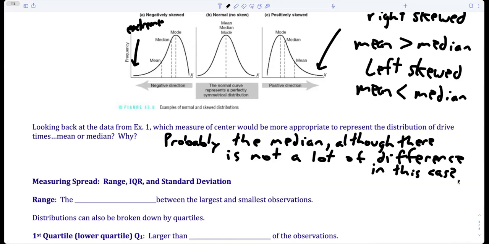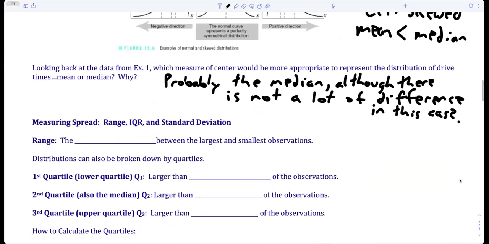Okay, so let's talk about measuring spread. 3 different things we are going to look at, all right? Range, IQR, and standard deviation. So the range is the difference between the smallest and the largest observations. And I'm going to put me a little note here. It is a single number.